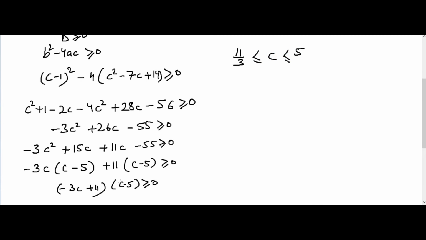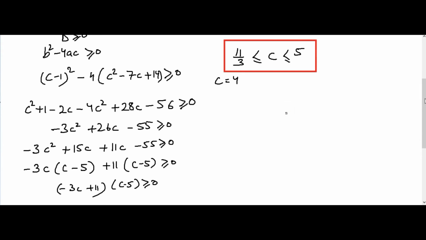How to prove that? That is the inequality thing. You can easily prove that by substituting a value between 11 by 3 and 5. The value you can choose is 4. If you put c equal to 4, this will satisfy the condition. Hence this is correct. So our c must be in between these. This is important to note here.